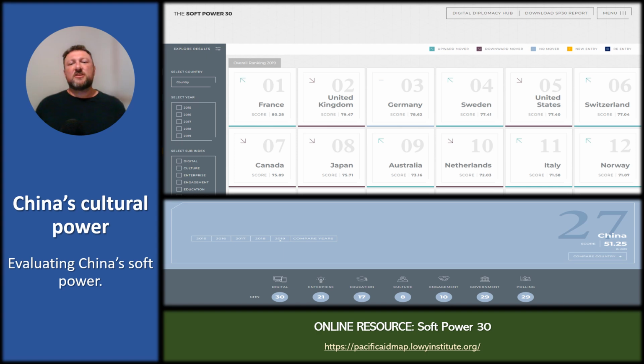Lastly, let's consider cultural power, which is about China's ability to shape global norms and values and international culture through cultural exports. I recommend the website Soft Power 30, which provides a ranking of the top 30 countries according to the strength of their soft power capabilities. In terms of value for students, both the rankings themselves and their analysis of the rankings requires a process of critical evaluation that's valuable to the learning process.